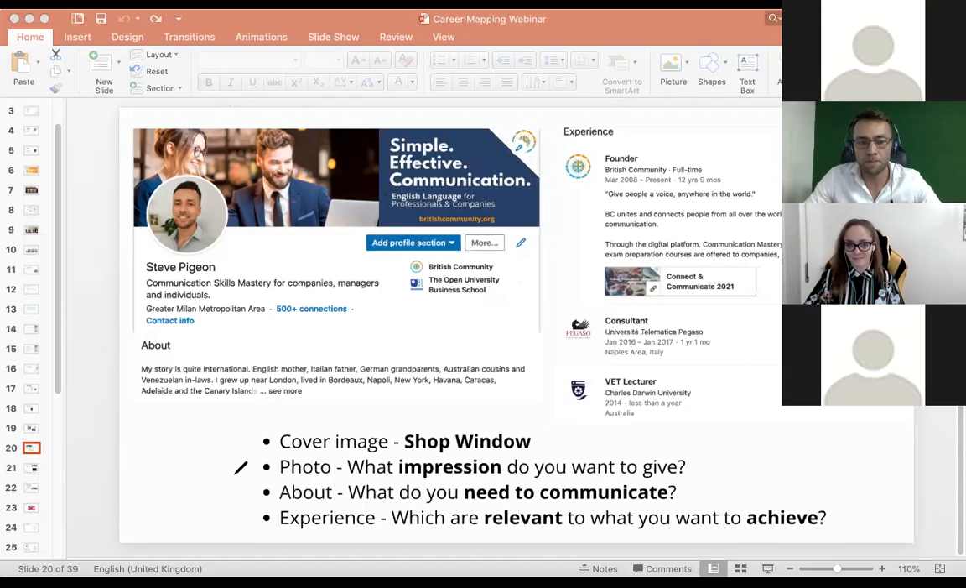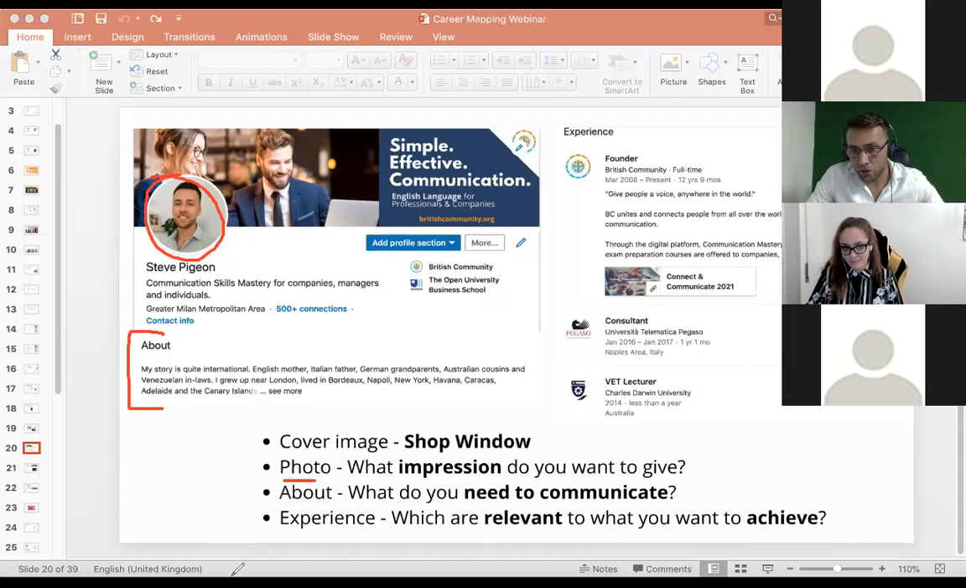Okay, obviously my photo, my personal photo. Again, because it's an image, our eyes are attracted to the images before we see any of the text. So they are very important. Now, depending on the role that you have, you want to have a more formal or informal image. Okay, mine is semi-formal. That's the message I want to communicate.